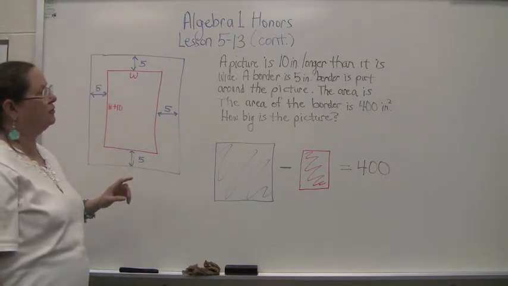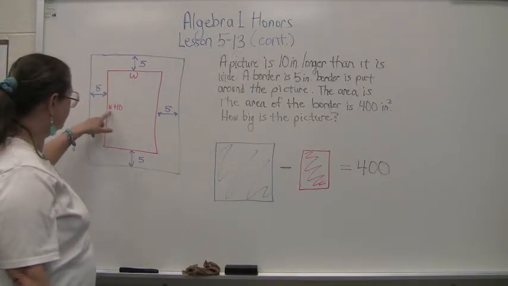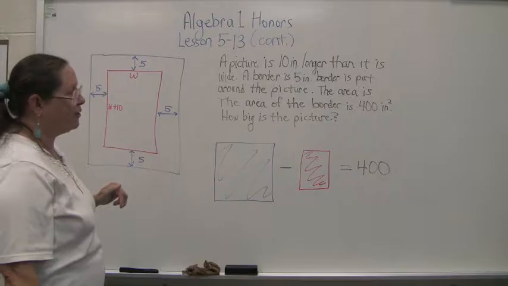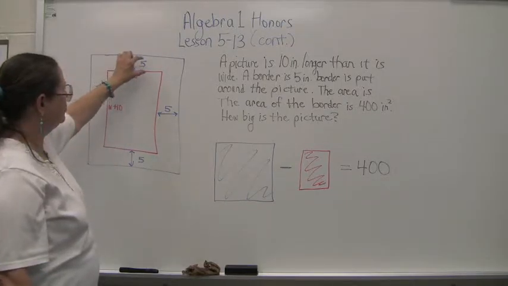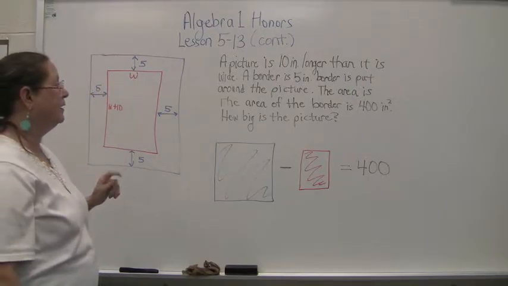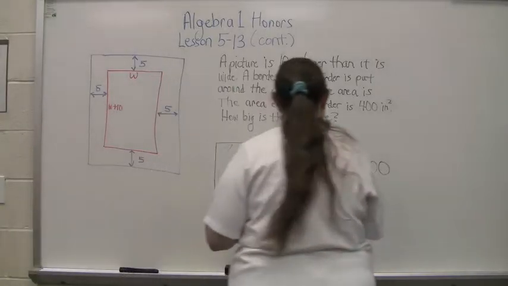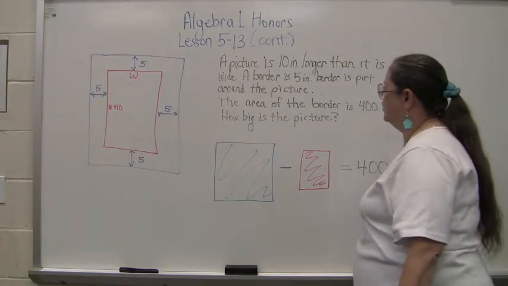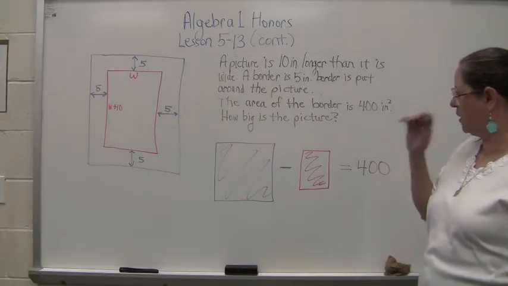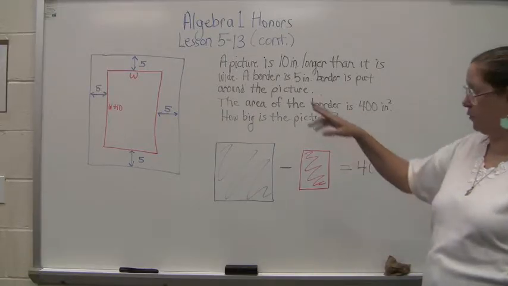Okay? So it says a picture is 10 inches longer than it is wide. So length is width plus 10, width is just W. And a border is put around, and the border is 5 inches. It's a uniform border all the way around. So that's why I've got the arrows with the 5s. And the area of the border is 400 inches squared. And we want to know how big is the picture. What are the dimensions of the red rectangle in the middle, the picture in the middle?